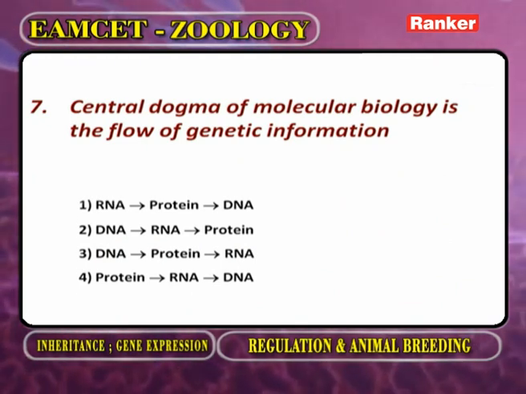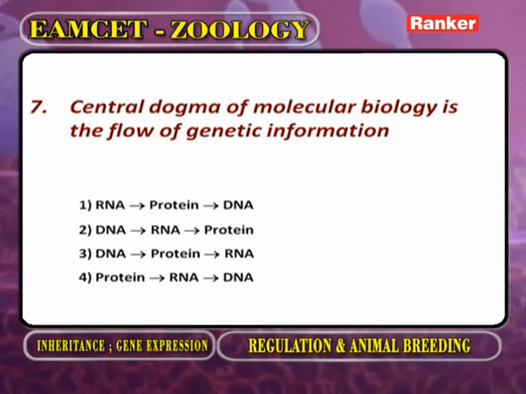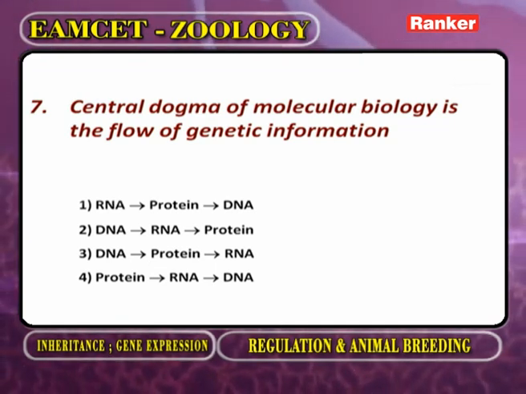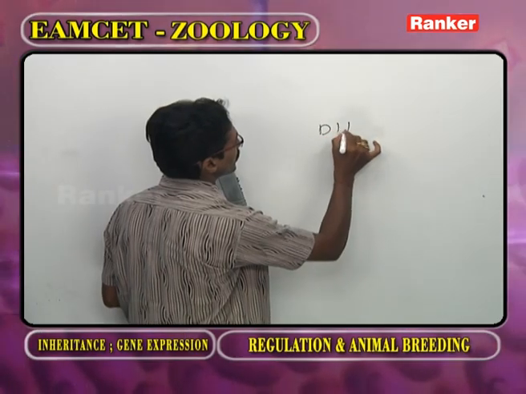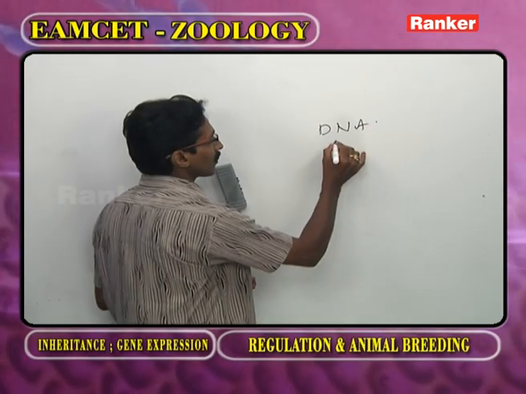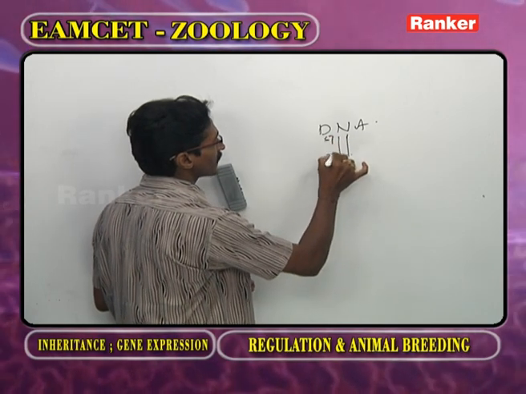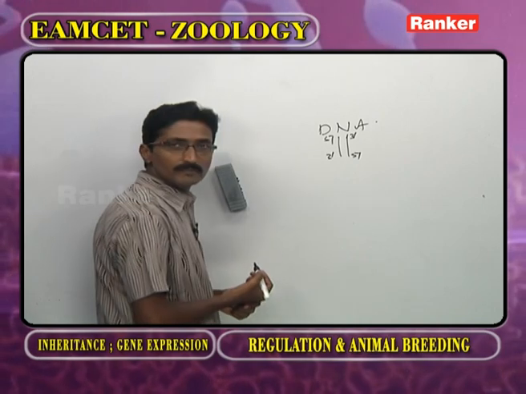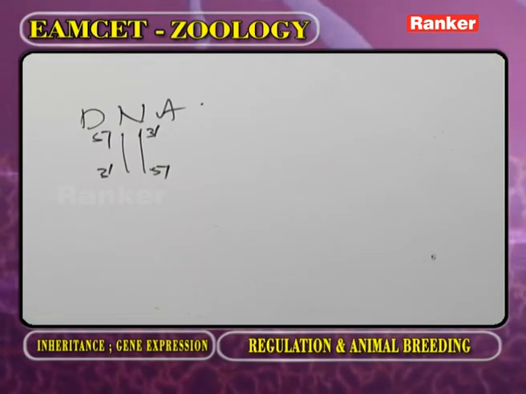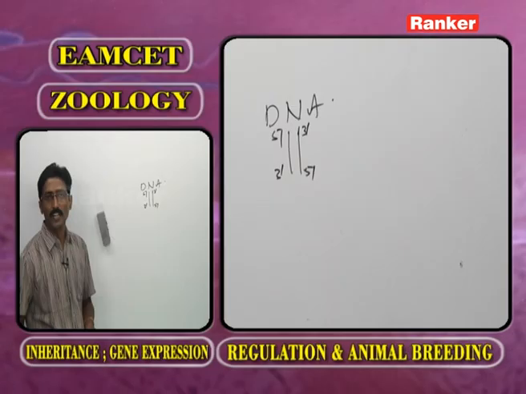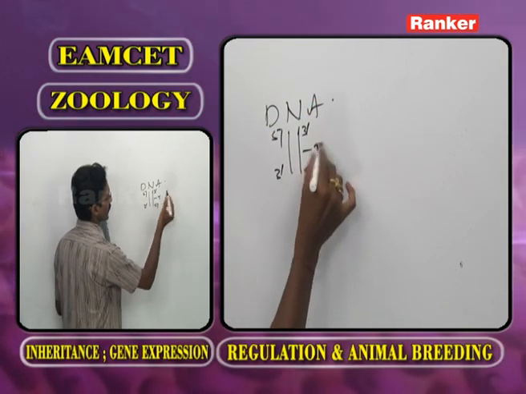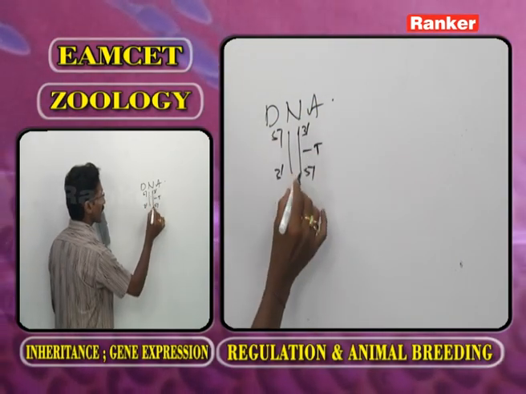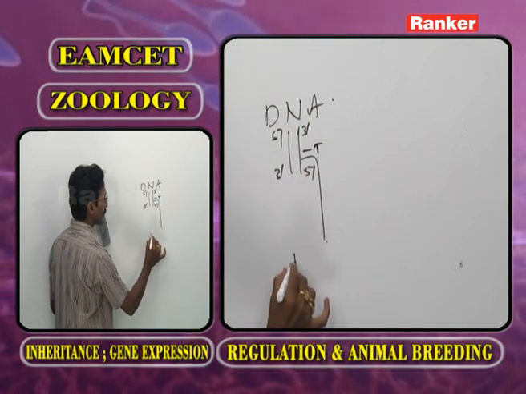Central dogma of molecular biology is the flow of genetic information. The central dogma of molecular biology was explained by Watson and Crick. This is the DNA. In the DNA, two strands are present, 5' to 3' and 3' to 5'. Now at the time of synthesis of mRNA, which strand acts as a template? 3' to 5'. Now the DNA gives rise to mRNA.